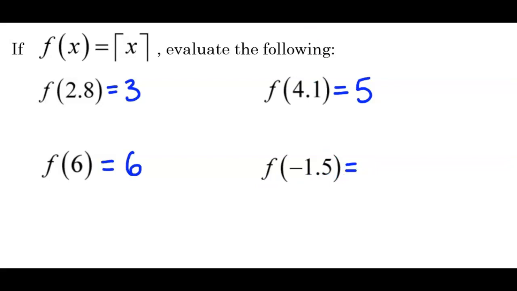And f of negative 1.5, again, I'll use the number line here to illustrate what we're thinking about. So we have negative 1.5 right in the middle, so we're rounding up. We're moving to the right on the number line. So we'd round up to negative 1. And again, for any of these examples, feel free to draw the number line. I think it's helpful to visualize what we're trying to do.